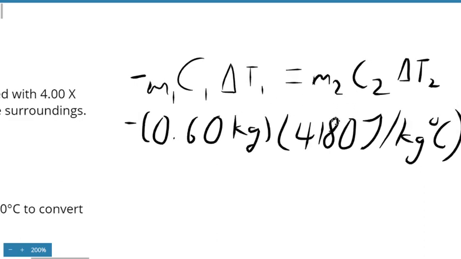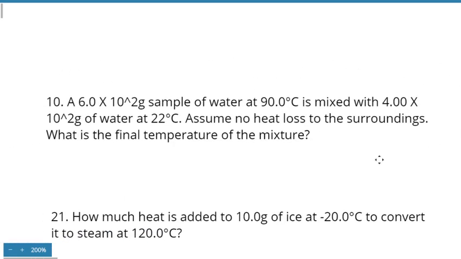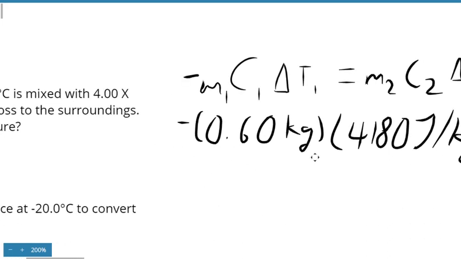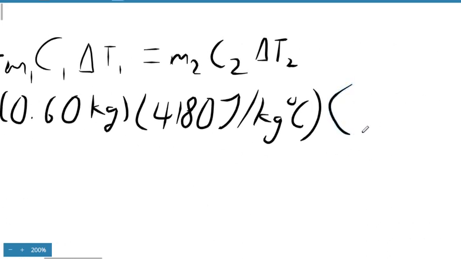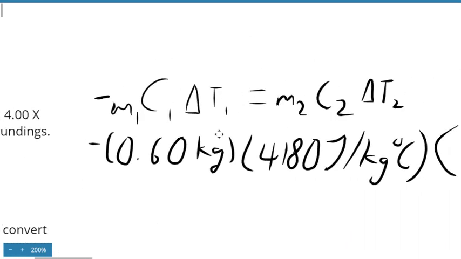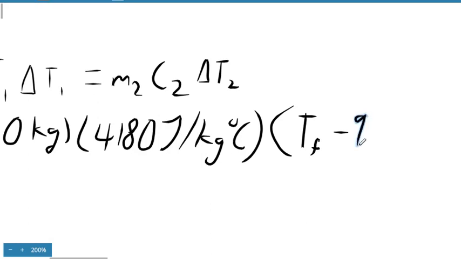Okay, so now we need delta T. What we're looking for is the final temperature. And to find this, we do the final temperature minus the initial temperature. And in this case, it's 90.0 degrees Celsius. So now we can work on the other side.